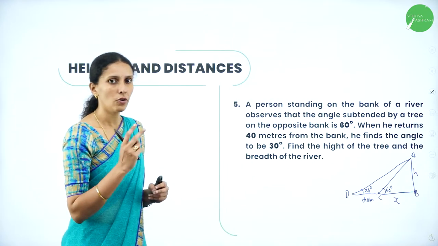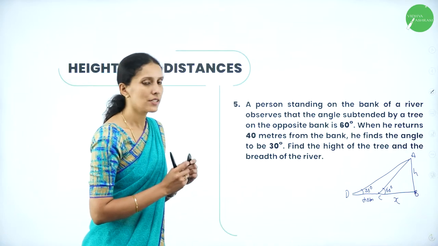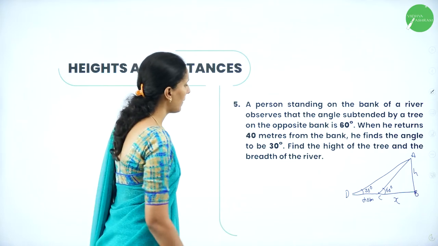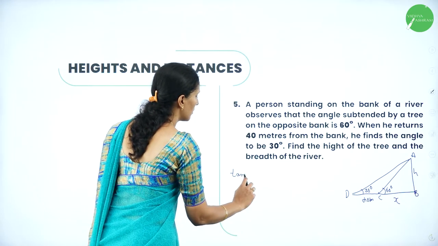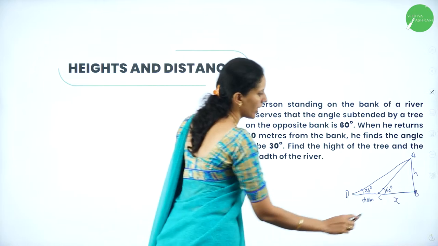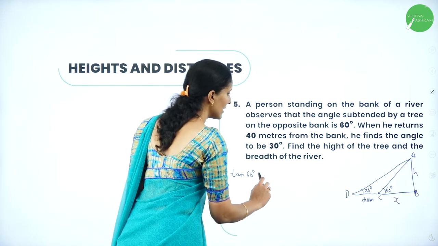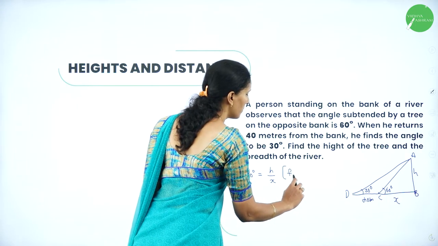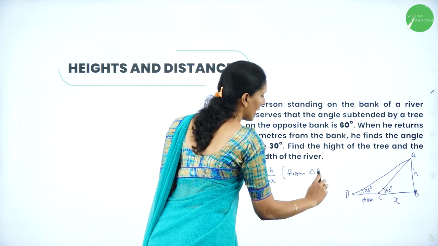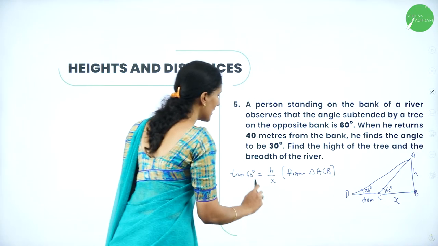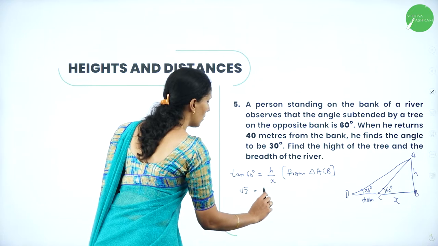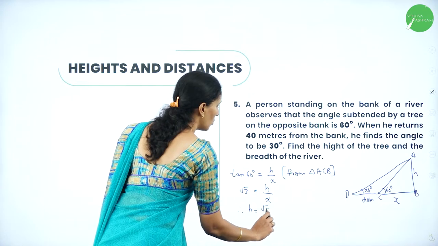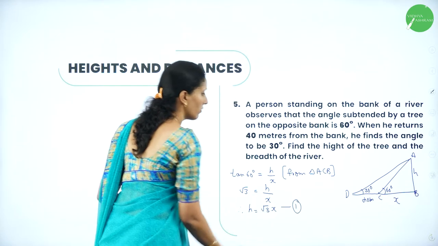Now here I need to find out two unknown variables: one is the distance of the bank as well as the height of the tree. Now apply tan 60 for the triangle ACB. So tan 60 is equal to opposite side by adjacent side. This is from triangle ACB. Tan 60 is root 3, so root 3 is equal to h divided by x. Therefore, h can be written as root 3 x. Take this as equation 1.